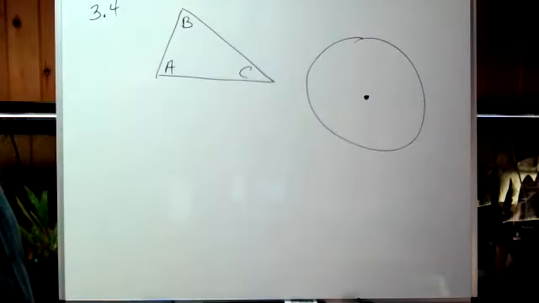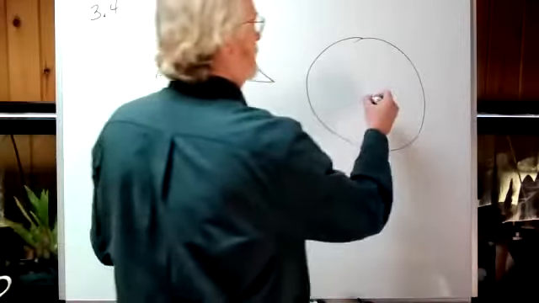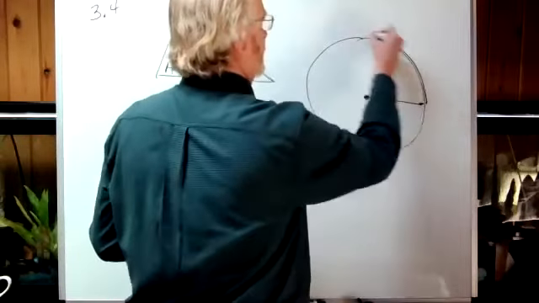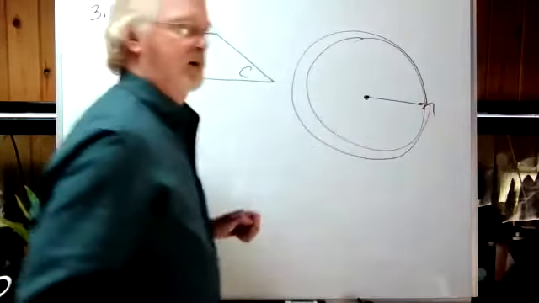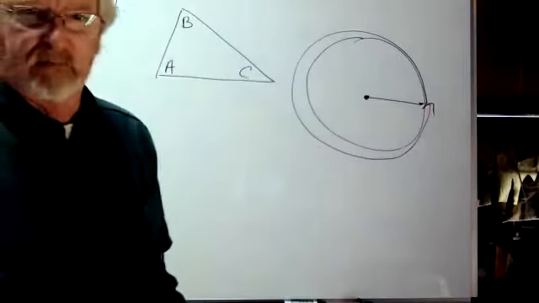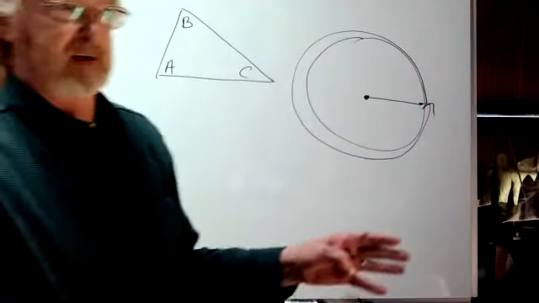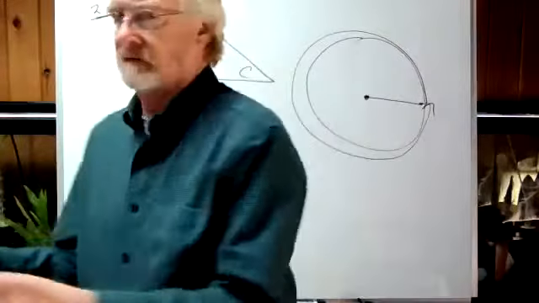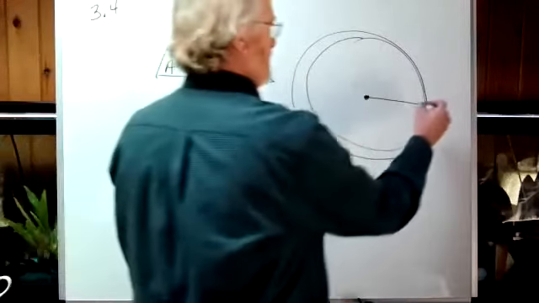I went all the way around a circle. Do you know how many degrees? How many degrees have I turned if I turn all the way around? 360. 360 degrees, right?